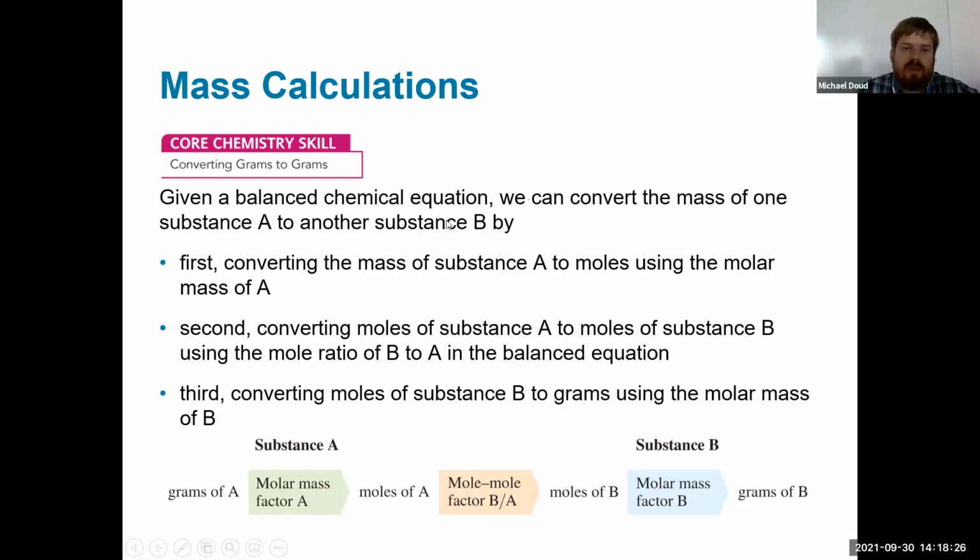So this is the way that we do that, basically. First, convert the mass of substance A to moles using the molar mass of A. Then convert the moles of substance A to moles of substance B using the mole ratio from the balanced equation. And then third, convert the moles of substance B to grams using the molar mass again, this time of substance B. This is the type of calculation that you should be able to do in your sleep by the end of this chapter. It's going to take a lot of practice, but between the lecture now and the homework, hopefully you'll get the feeling for it. We'll also have a stoichiometry worksheet later on.